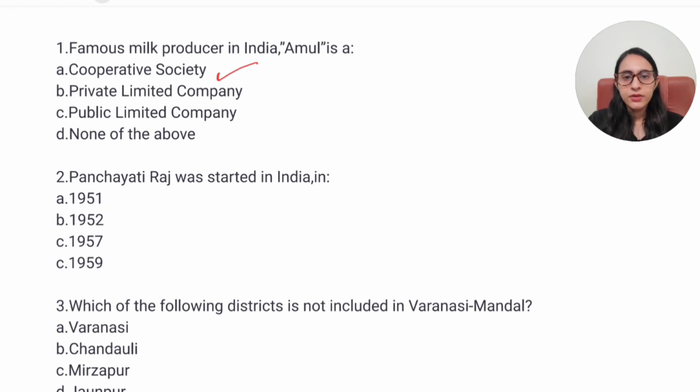Now coming to the second question: Panchayati Raj was started in India when? Panchayati Raj was started in India in 1959. It was introduced as a system of local self-government at the village, intermediate and district levels, in order to promote rural development and decentralized governance. So the correct option is option D, which is 1959. What about 1951? It was not initiated in 1951. 1952 is also incorrect because Panchayati Raj did not begin in 1952, and so option C is also incorrect.